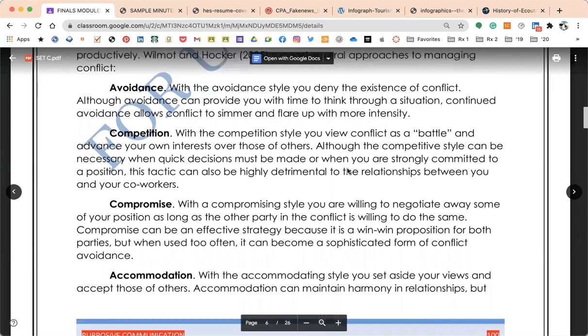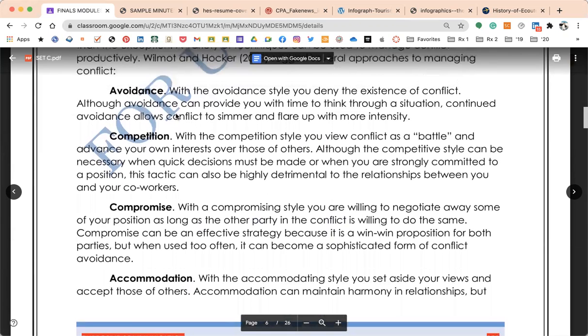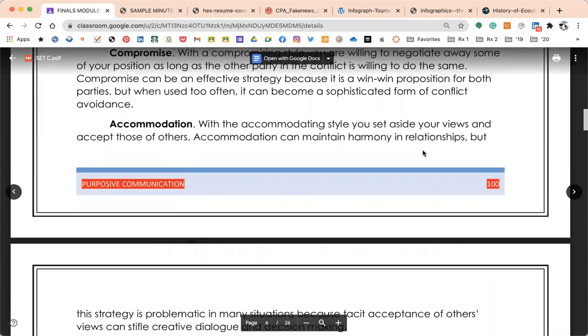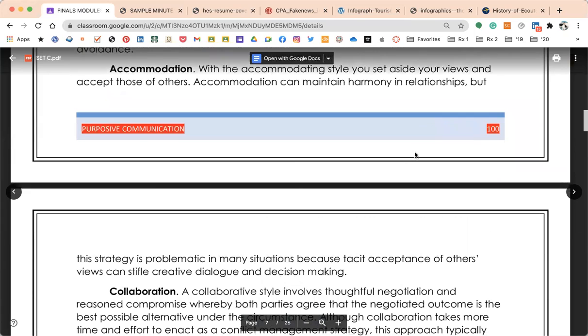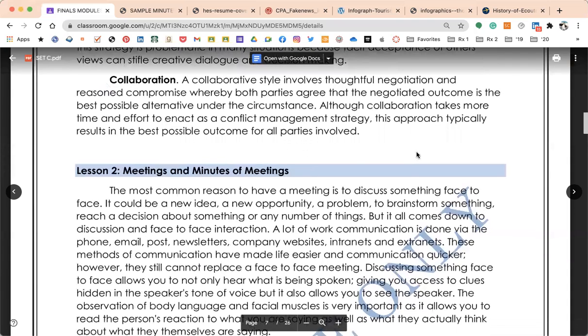Mas maganda yung compromise. But it depends on you. There are some, although sinasabi dito, hindi naman mali kung, example, you are the avoidance type, competition type. Accommodation style or type, you set aside your views and accept those of others. So, kung anong gusto niyang sabihin, I will accept that. Mas importante yung work relationship namin kesa yung opinions namin. Parang ganon. And finally, there is collaboration. So collaboration style involves thoughtful negotiation and reasoned compromise, whereby both parties agree that the negotiated outcome is the best possible alternative.